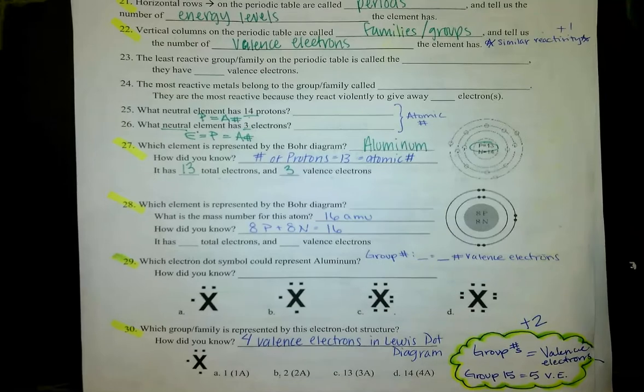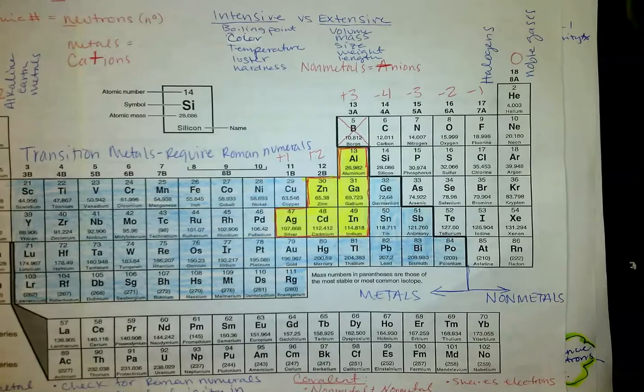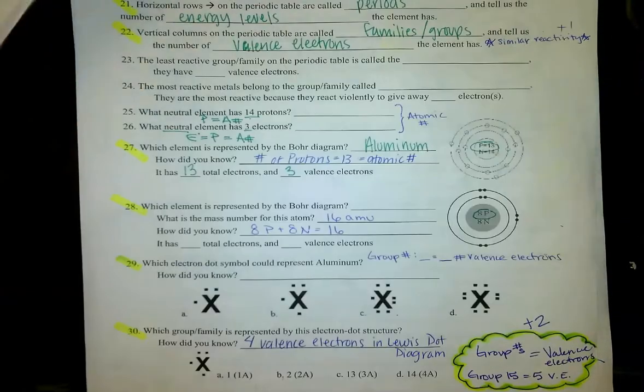All right, number 28. Which element is represented by this Bohr diagram? Okay, this one I have 8 protons, so I need to go find the element with the atomic number of 8, which is going to be oxygen.